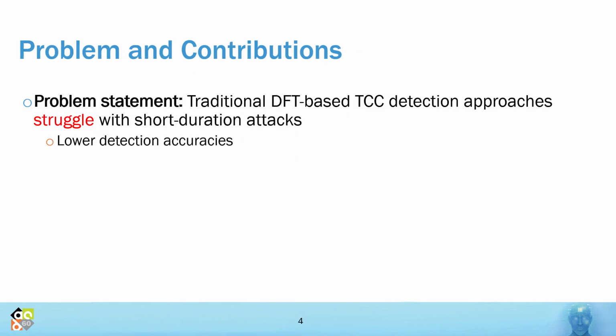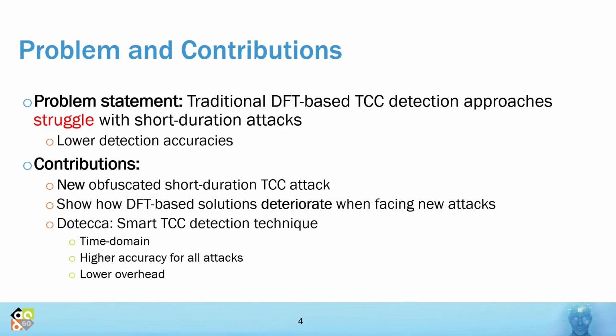As shown in the previous motivational example, the DFT-based detection solutions for thermal covert channels struggle with some attack variants, such as obfuscated short-duration ones. This translates into low detection accuracy, which is potentially dangerous for the system. To tackle this problem, in this work we present the following contributions.